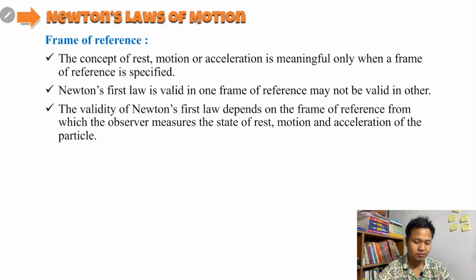So from where you are sitting, and then while you're observing the motion. Okay, so the position of the observer, so the place where the observer is sitting, right? So that is the frame of reference. So here you see the concept of rest, motion and acceleration is meaningful only when a frame of reference is specified.